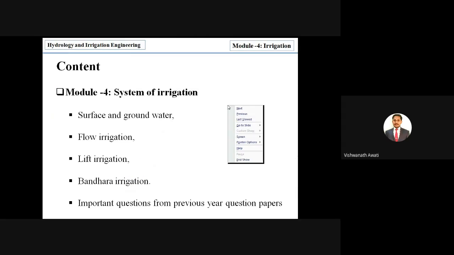The main discussion is about system of irrigation. So we are discussing the system of irrigation. In this we are discussing surface and groundwater sources, flow irrigation, lift irrigation, Bandara irrigation, and important questions, right? We'll discuss one by one.